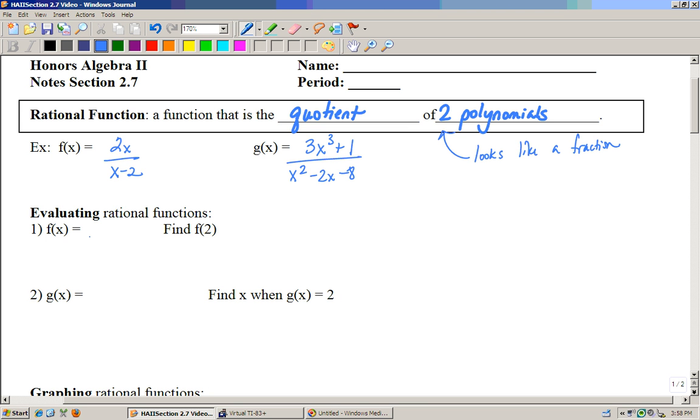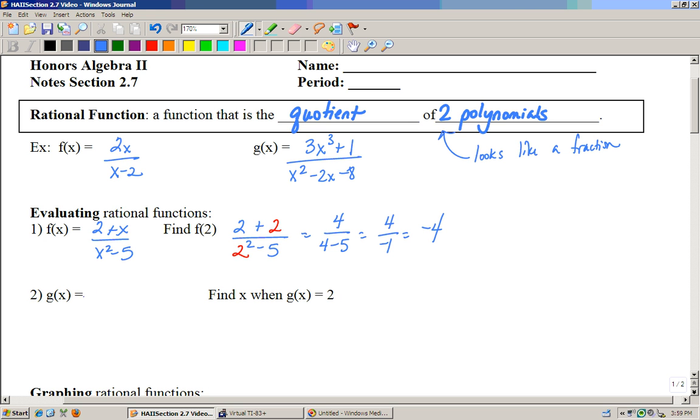Evaluating rational functions is just like we've done in the past. If you have a function like 2 plus x over x squared minus 5, and you're evaluating it at f of 2, all you're doing is plugging in 2 every time you see an x. So here's our function, 2 plus x over x squared minus 5. We're going to take those x's, take them out of there, and replace it with the number 2. So now, if you're solving this, we're looking at 2 plus 2 in the numerator. 2 squared is 4 minus 5 in the denominator. 4 divided by negative 1 is negative 4.